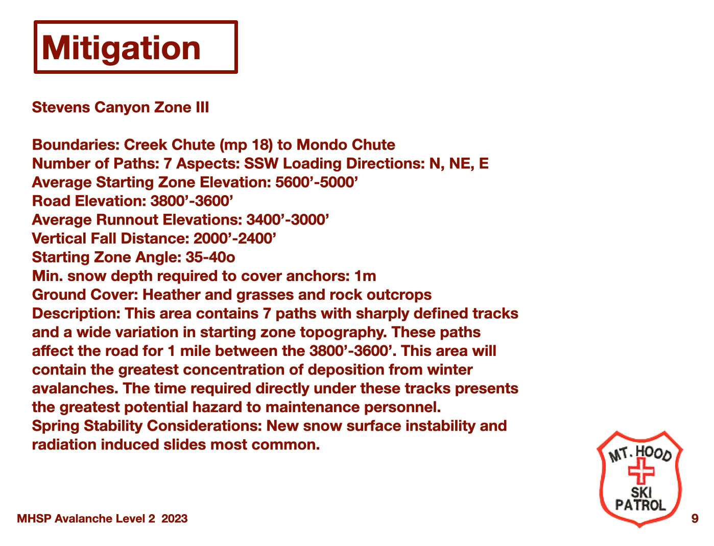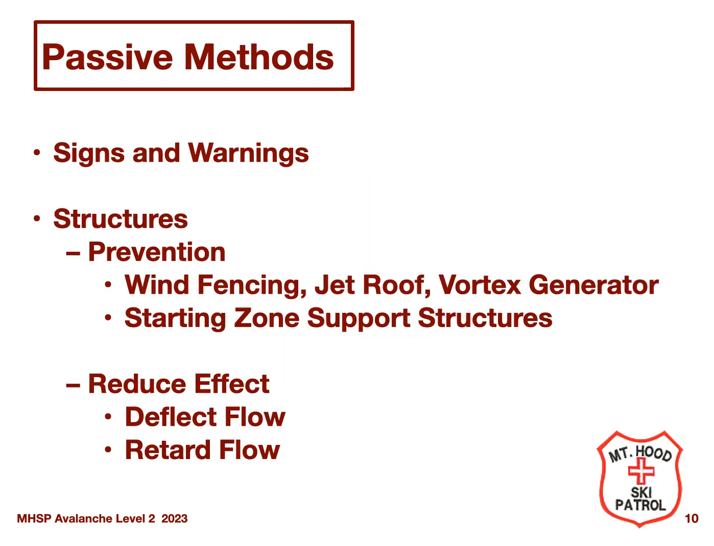This is the documentation for a slide path in Stevens Pass from the Washington Department of Transportation. You can see that starting zones are described, run-out elevation, road elevation, and so forth. Look at the summary description at the bottom. That gives you a sense of what their considerations are in the event of any sort of slide.